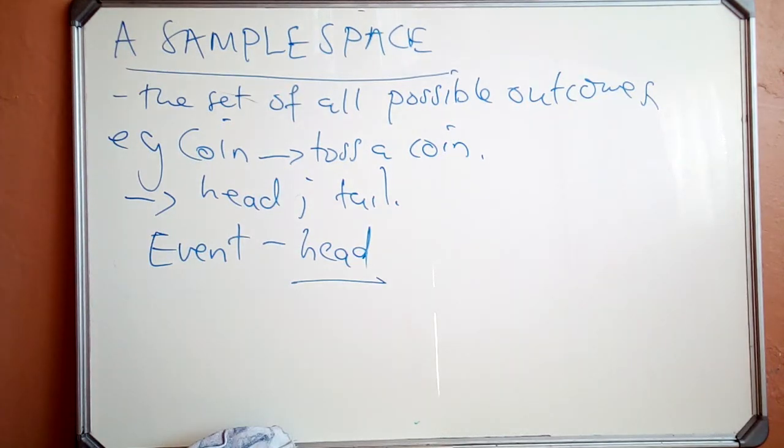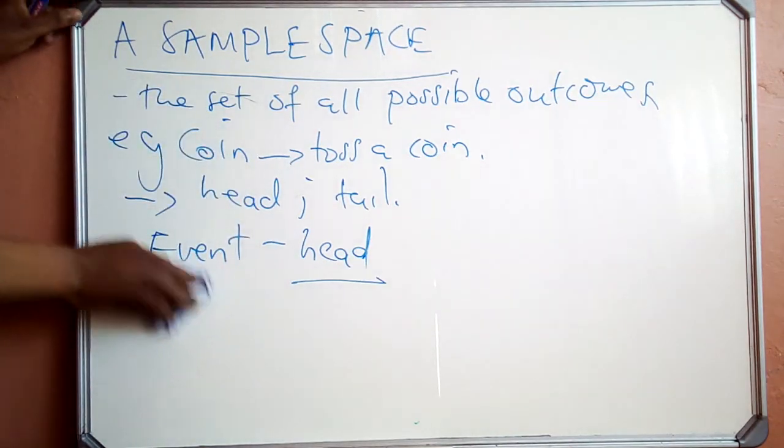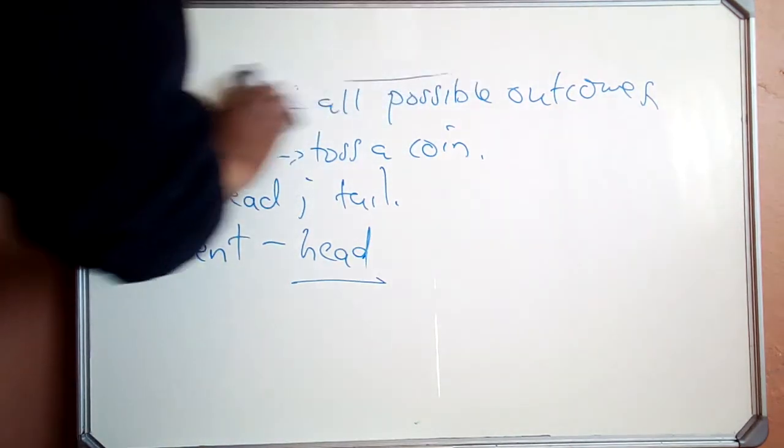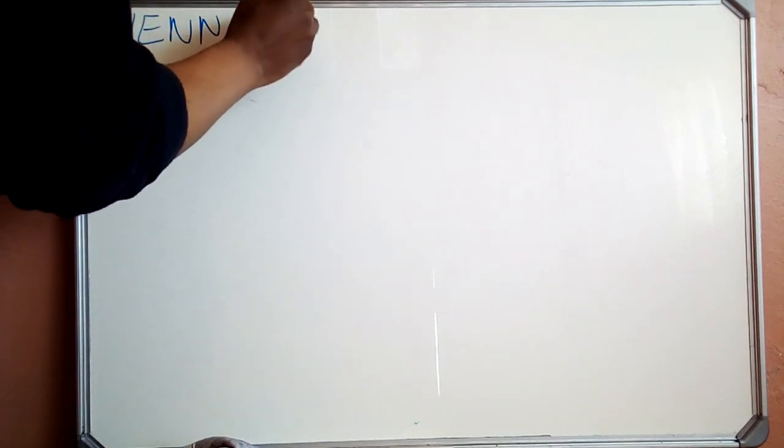To better explain this, we're going to look at what are known as Venn diagrams. We're using Venn diagrams to try and simplify probability. So we've got Venn diagrams.